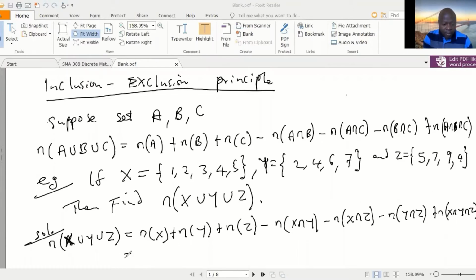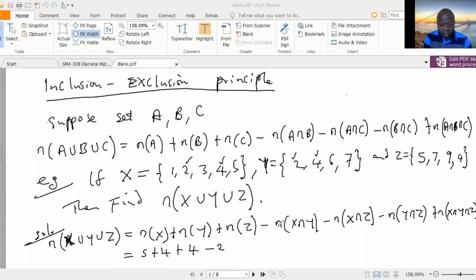Now, the number of elements in X are 1, 2, 3, 4, 5. The number of elements in Y are 1, 2, 3, 4. The number of elements in Z are 1, 2, 3, 4. The number of elements in the intersection of X and Y: the elements common to X and Y are this 2, which is in X and is in Y, and this 4, which is in X and is in Y, and there is no other element. So how many elements are these? 1, 2. Those are 2 elements.